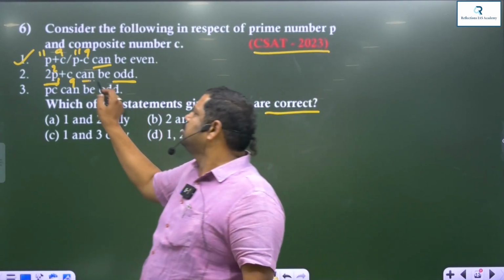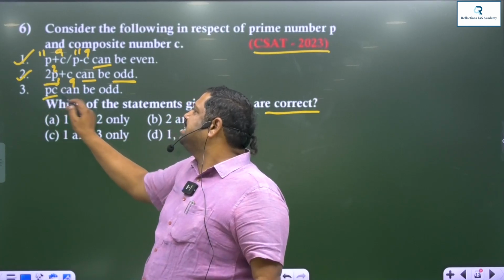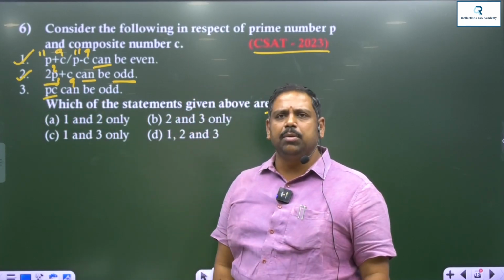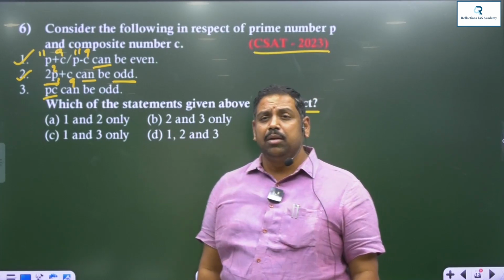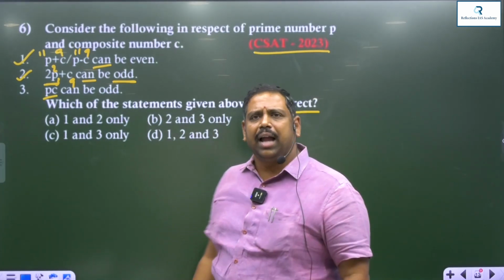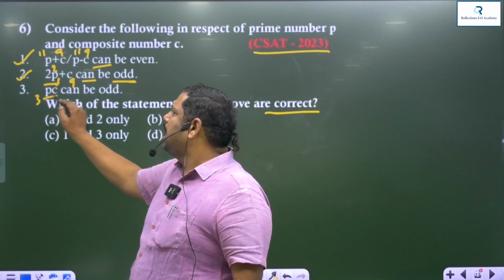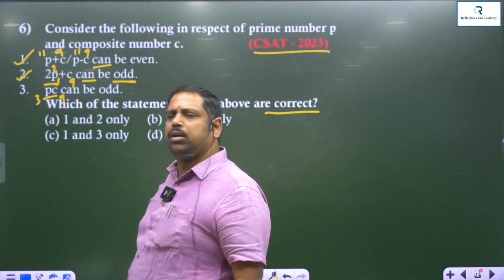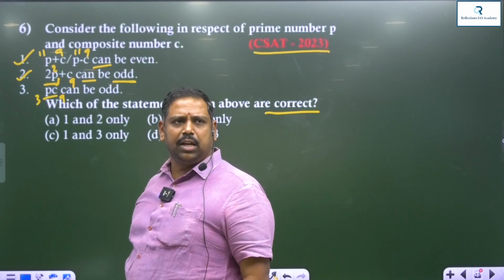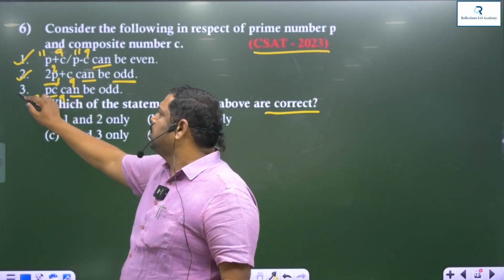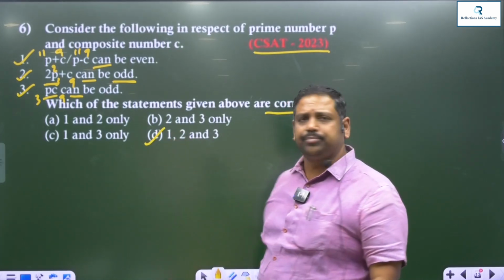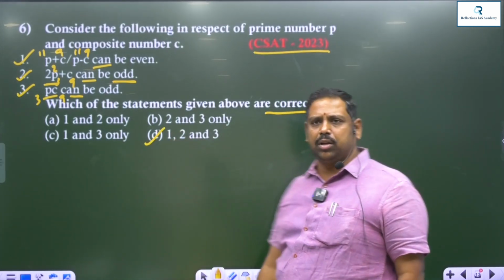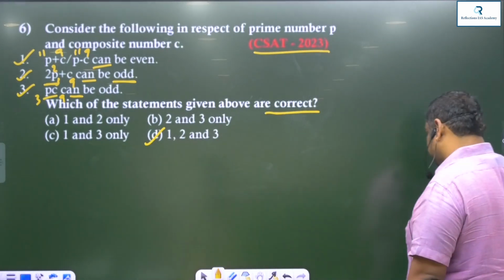Again, he is asking can only, so this is correct. PC can be odd. What is meant by PC? Product. Okay, product is odd. Means definitely both should be odd. Okay, I will take one odd prime number and I will take one odd composite number. 3 nines are 27, yes or no? Again, he is asking can only, right? So definitely this is also correct. Can I conclude that all the 3 are correct? Yes? Okay, good. Can I go to the next question?